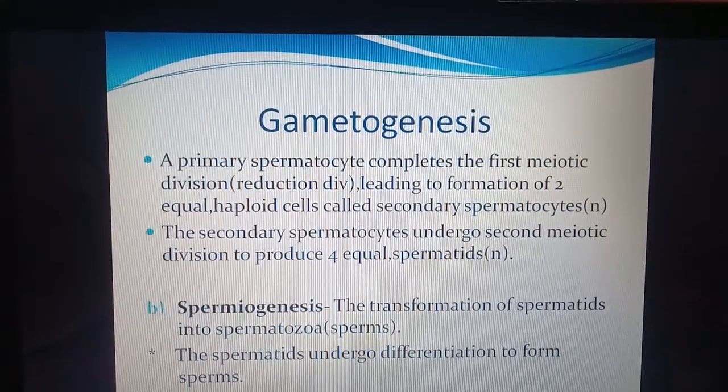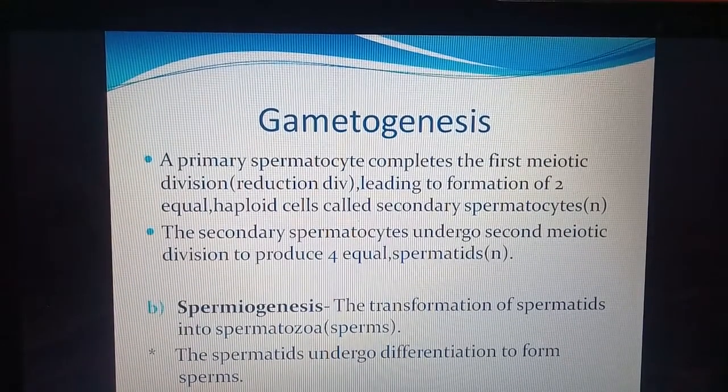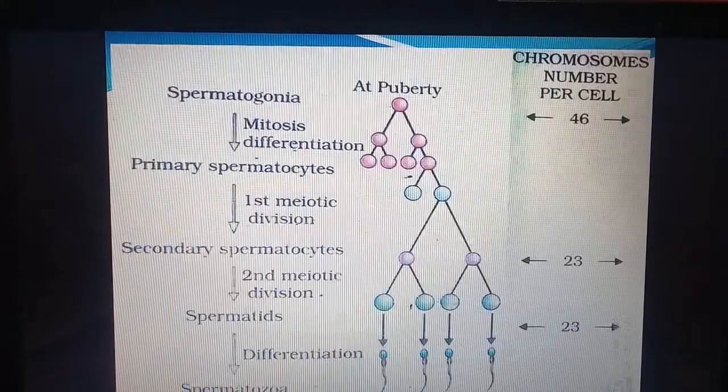The second step is spermiogenesis. It is the transformation of spermatids which have just been produced into spermatozoa or sperms. So the spermatids change their shape and mature to form sperms. There is no division. The spermatids undergo differentiation to form sperm. So their structure changes, but not their ploidy.